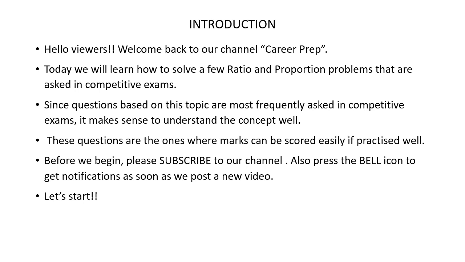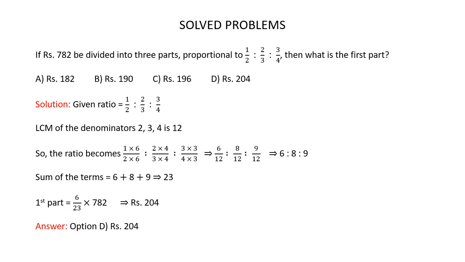So let's start. If rupees 782 be divided into three parts proportional to 1 by 2 is to 2 by 3 is to 3 by 4, then what is the first part? You're given four options and you have to find out which of these options is the correct one.